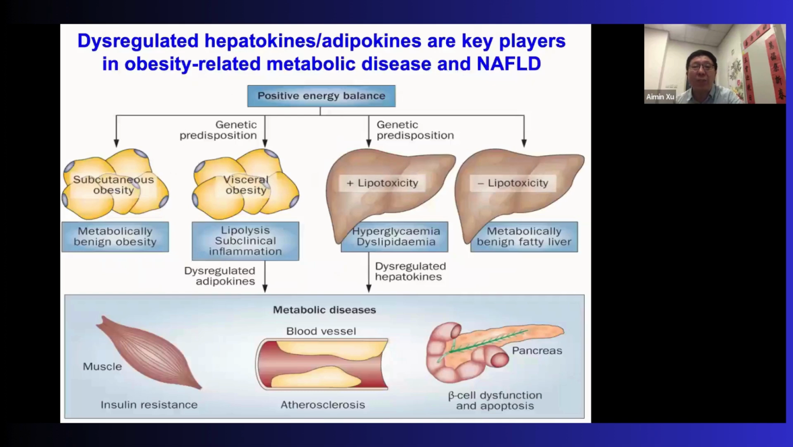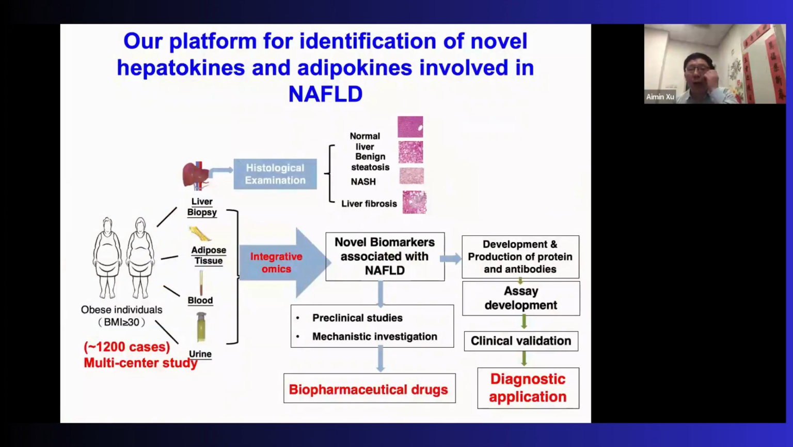The regulation of these hepatokines and adipokines is key in obesity-related metabolic diseases, including MAFLD. During obesity, lipotoxicity causes stress responses in the liver and adipose tissue, leading to dysregulated production of adipokines and hepatokines, which act on different metabolic tissues and contribute to metabolic dysregulation and MAFLD. So my laboratory has been focusing on identifying novel hepatokines and adipokines involved in obesity-related MAFLD development.